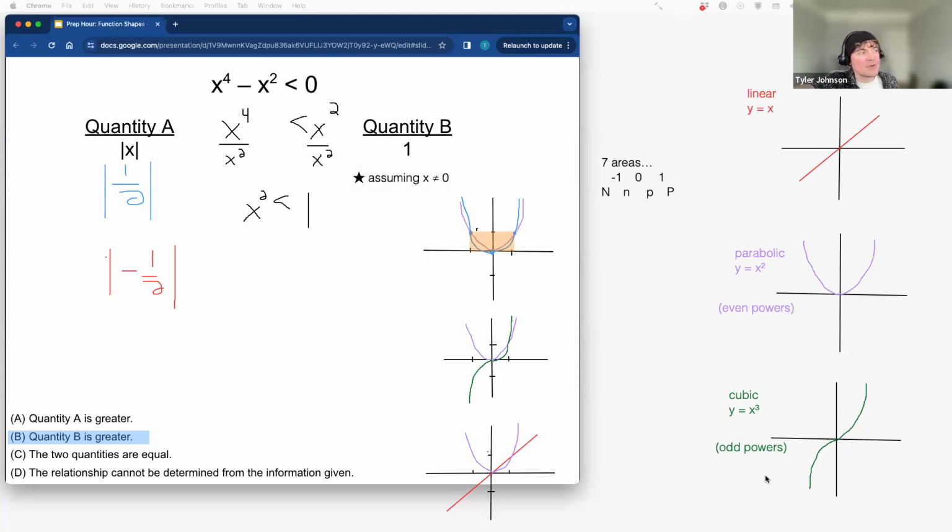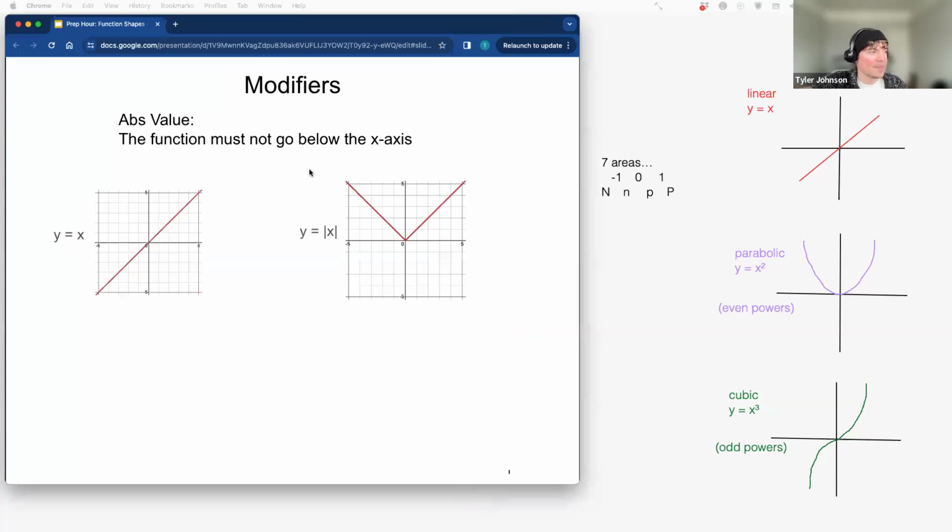Okay, so at this point, I'd say we're pretty familiar with the basic shapes: linear, parabolic, and cubic functions. And now I want to show you some ways that the GRE might start to modify some of those functions. The first of those is going to be absolute value. What introducing absolute value to the entire function will do is make it so that function cannot drop below the x-axis.